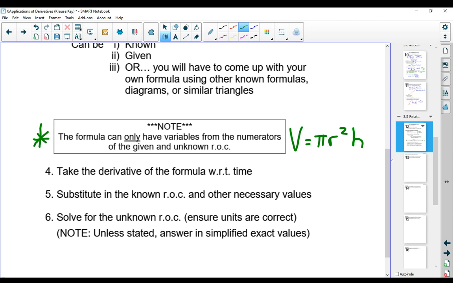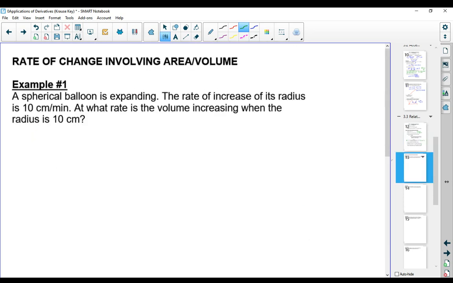Okay, so those are the basic starting points. It's important to know that, unless you're told otherwise, you should have your answer in simplified exact values. So try to avoid decimals. And as well, make sure that you have the correct units. So if it's velocity, you're going to have something like meters per second. If it's the rate of change for volume, it might be centimeters cubed per minute, and so on. All right, so let's hop into some of the examples.